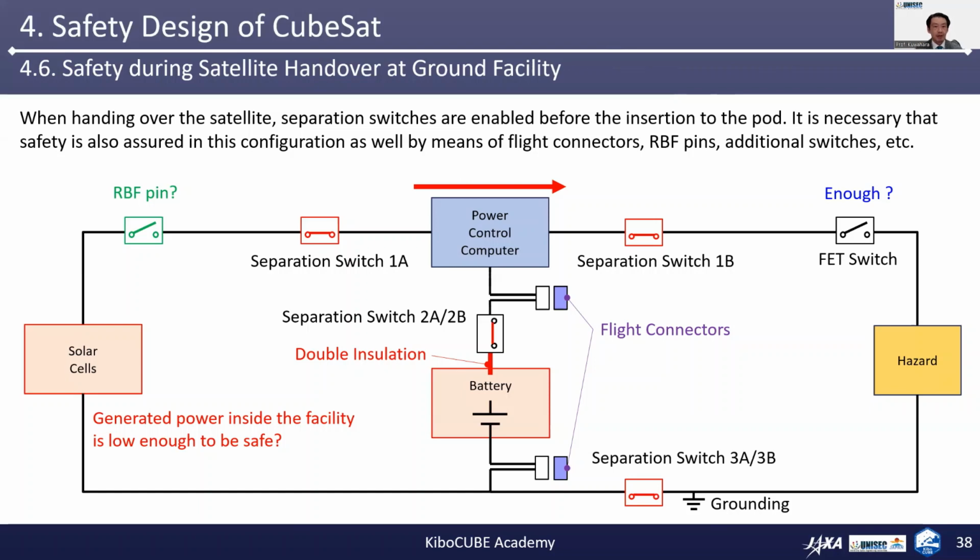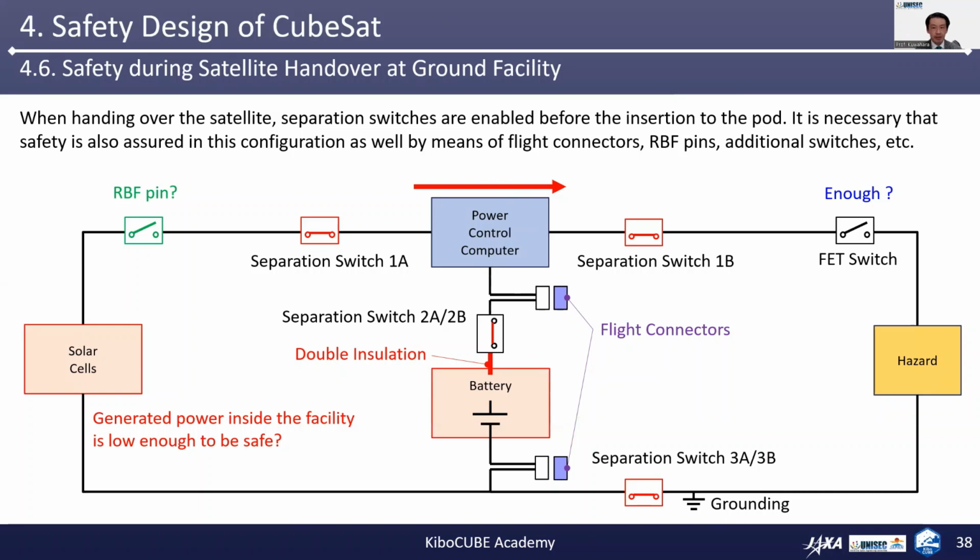Another important aspect is the hazard severity levels at the ground facility. If the hazards are regarded as a critical hazard, not as catastrophic hazard at the ground facility, unlike the launch, the required number of inhibits becomes 2, not 3. So in this example, that kind of situation is assumed, and therefore, the battery is protected with 2 flight connectors, and the solar cells are protected with 1 remove before flight pin and the power control computer.